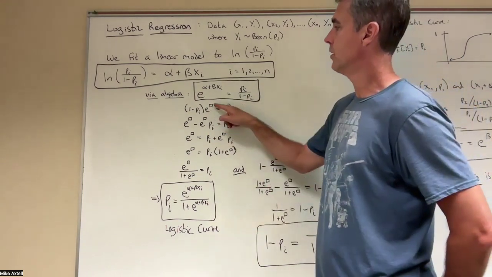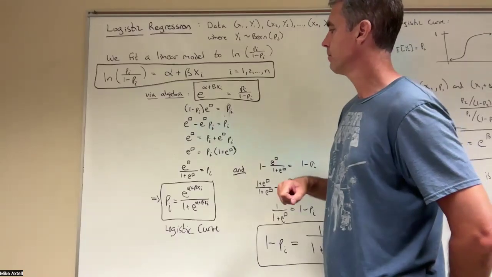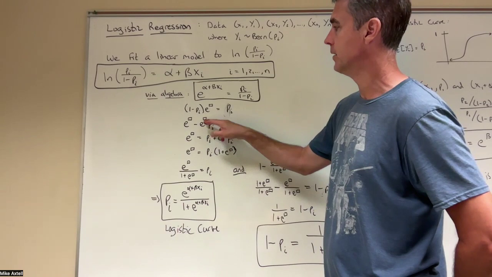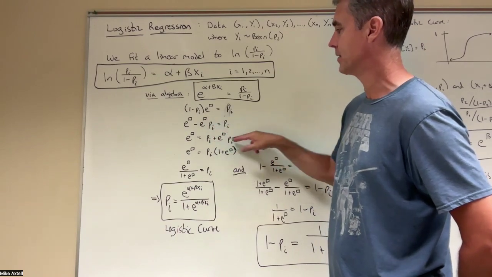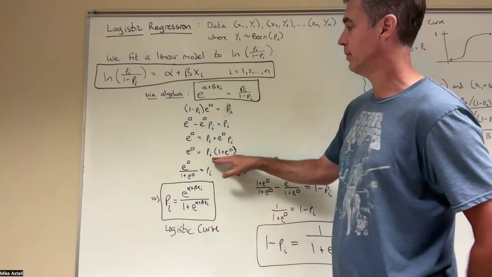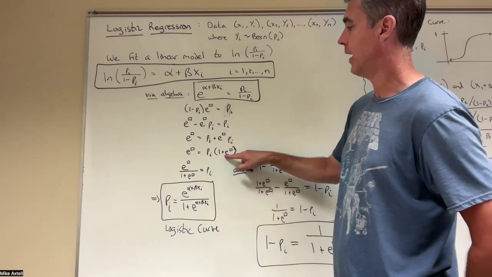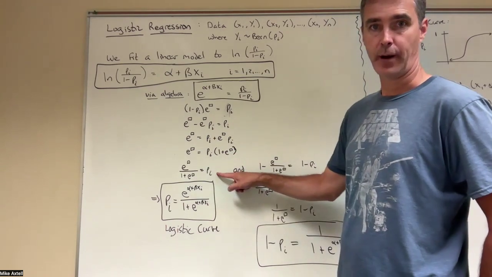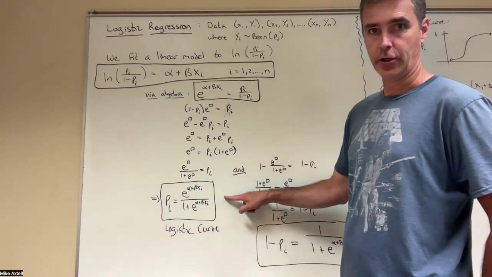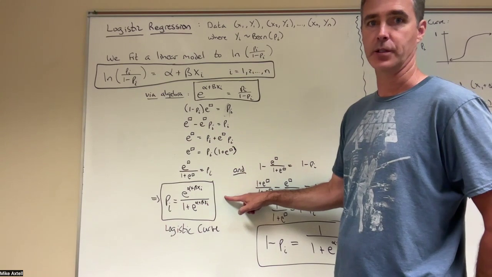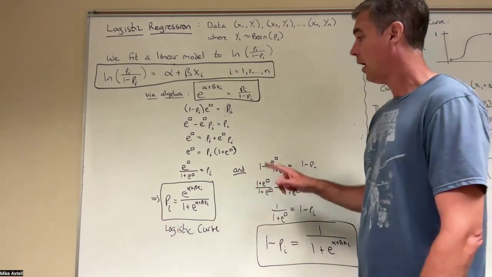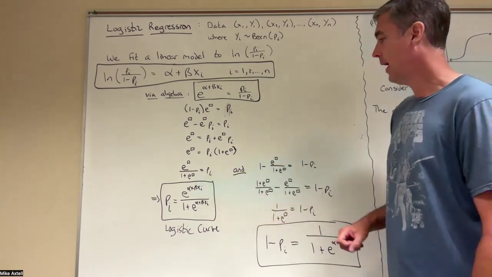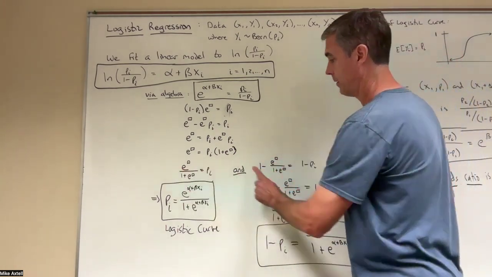I can run my e to the rectangle through 1 minus p sub i. I can gather the p sub i's over on the right-hand side. So the e to the rectangle p sub i, I'm going to add it to the right-hand side, factor p sub i out of the right-hand side, and divide 1 plus e to the rectangle back over to the left. And I've solved for p sub i, which is right down here, if I replace the rectangle with alpha plus beta x i.